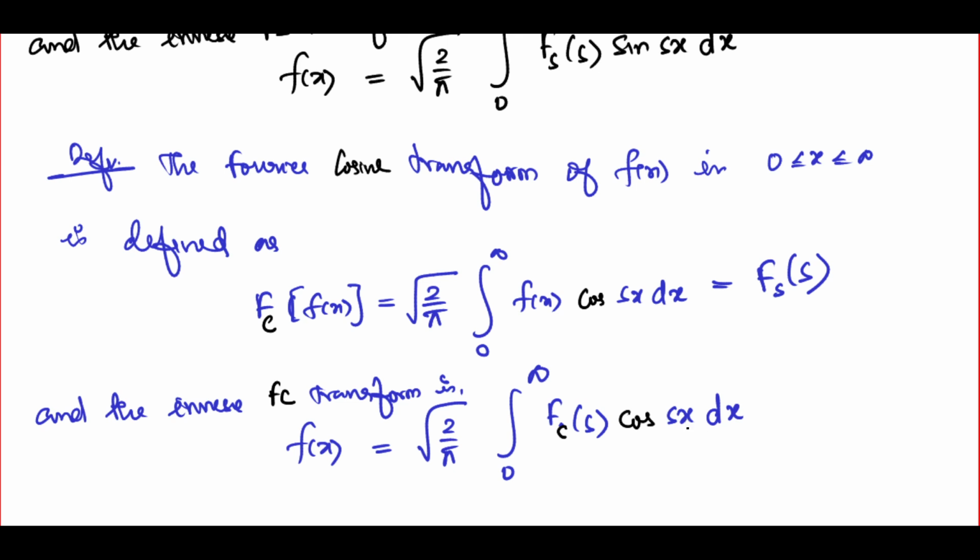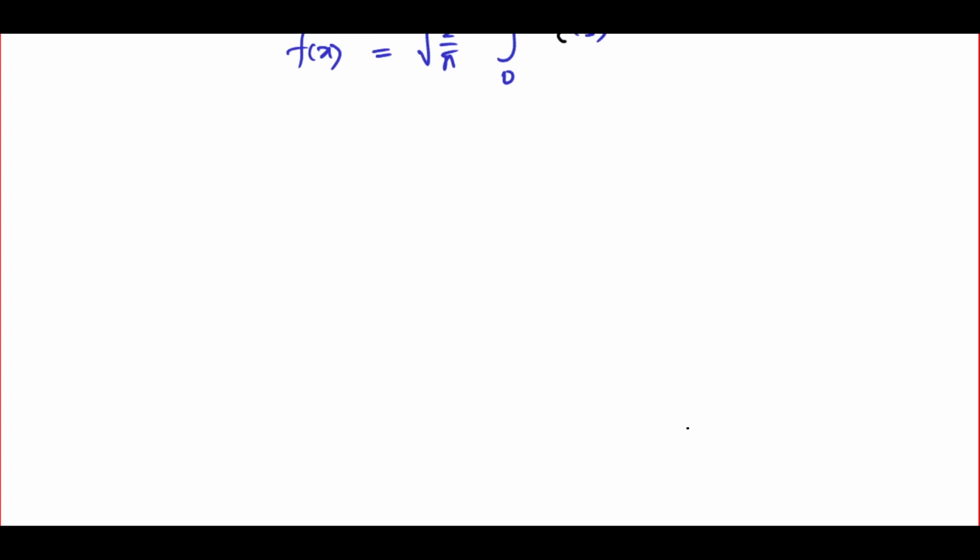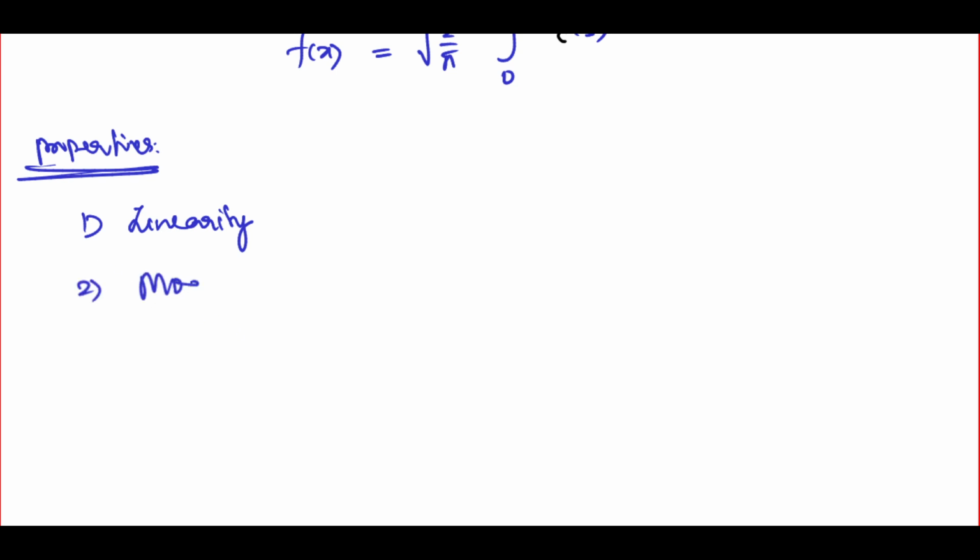Now, in terms of properties, all the properties holding for the Fourier transform will work here as well. Meaning the linearity property, whatever we have discussed for Fourier transformation, is going to work here as well. And then the scaling property, and the modulation property, which we have discussed in the Fourier transformation, is going to work over here as well. Let me write the modulation property here at least.